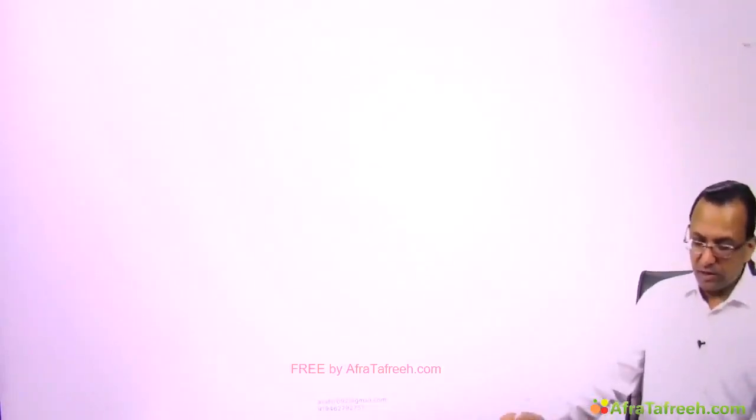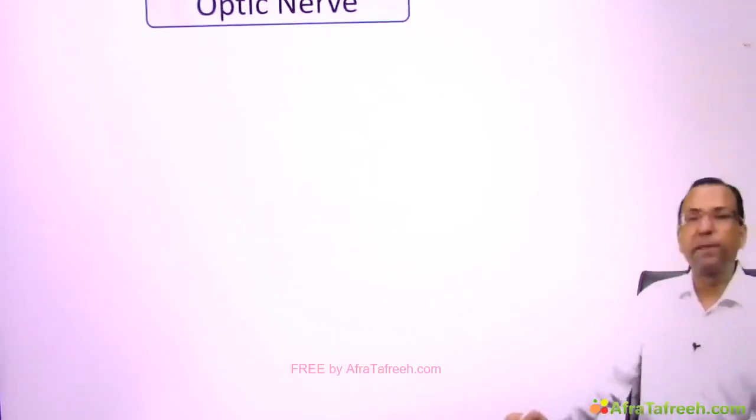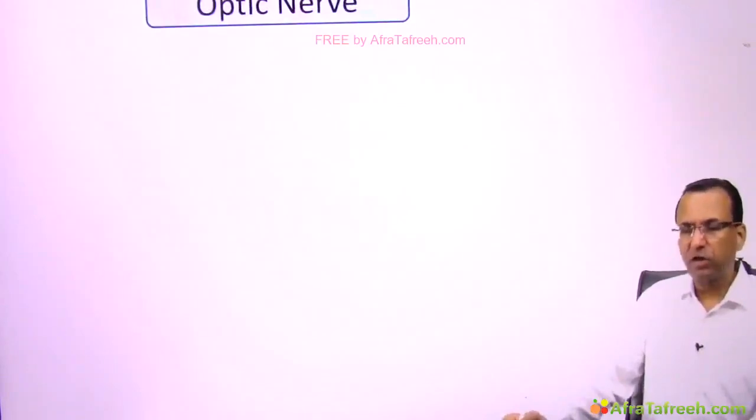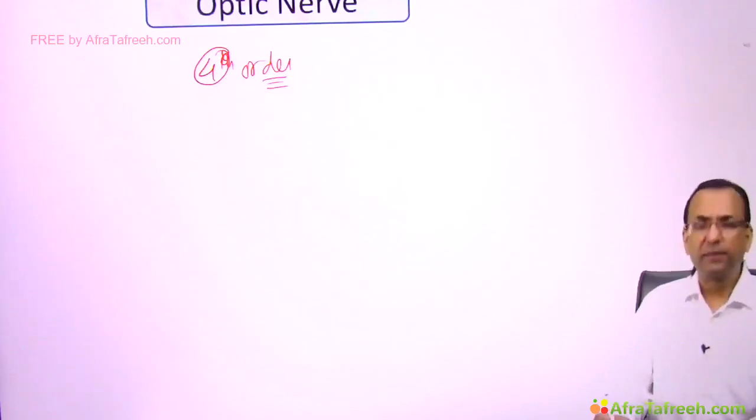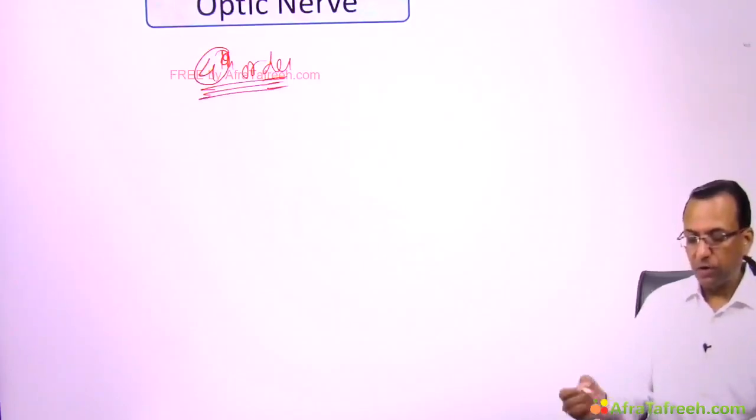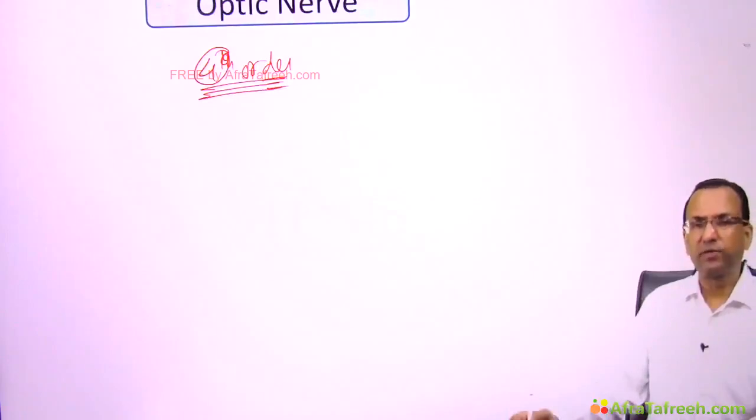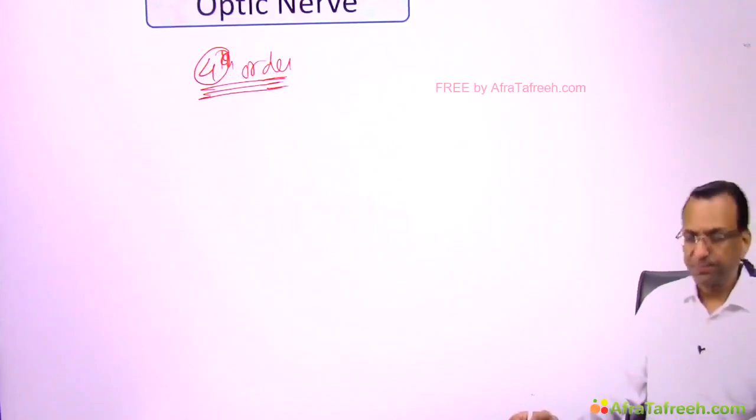Now we are going to talk about some details of the optic nerve. Tell me, which order neuron is the optic nerve? First order, second order, or third order? Do you know the optic pathway is also a 4 order neuron pathway like the auditory pathway. Auditory pathway is a 4 order neuron pathway, and the visual pathway is also 4 order neuron. How come it is 4 order?